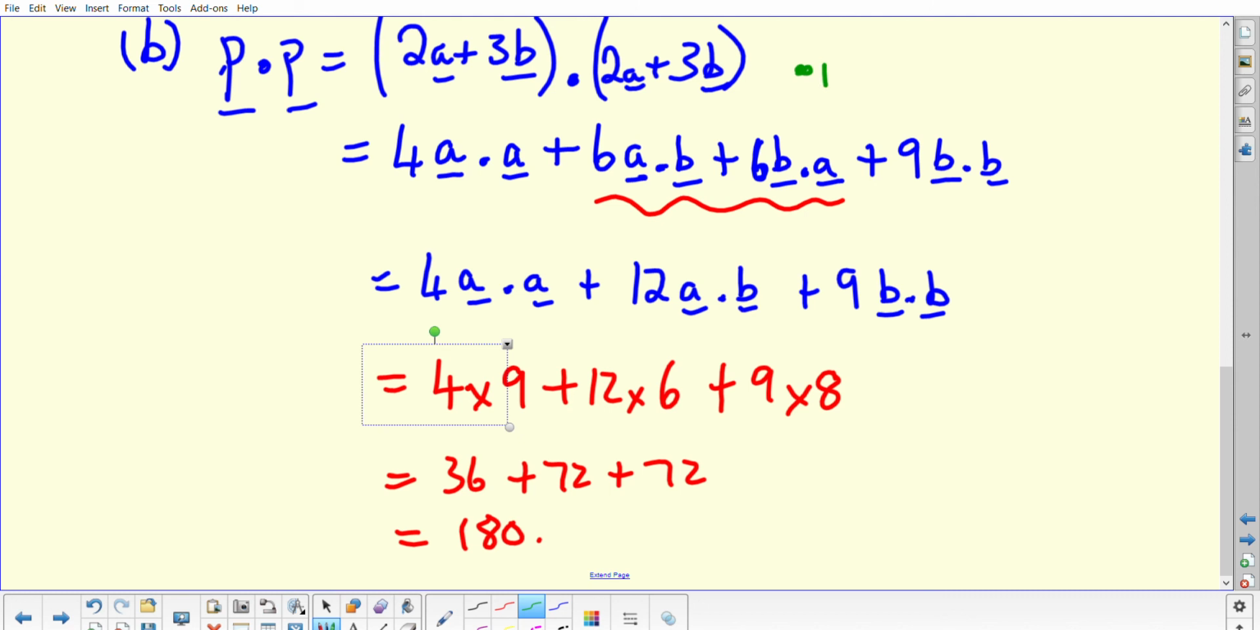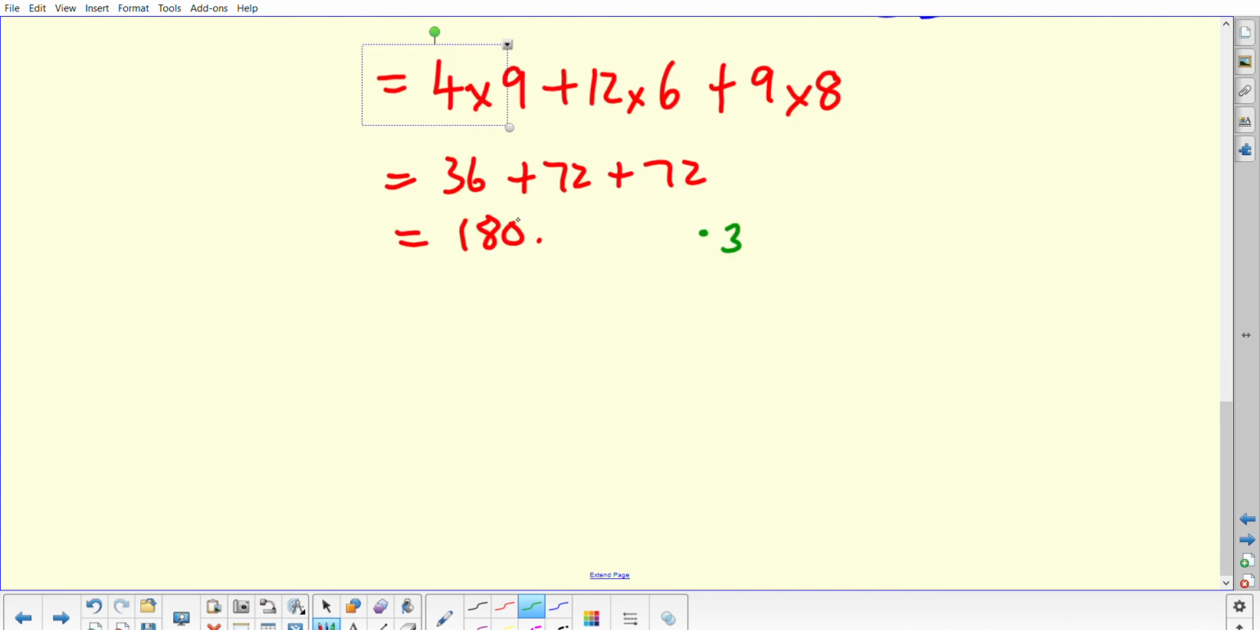So your marks awarded, we've still got one other bit to do, but the first 3 marks are from here. So 1 for replacing the p terms with 2a plus 3b in a dotted format like that. The second mark is really for then multiplying out the brackets but still having the dot product included, and the third mark is clearly your value for p dot p.